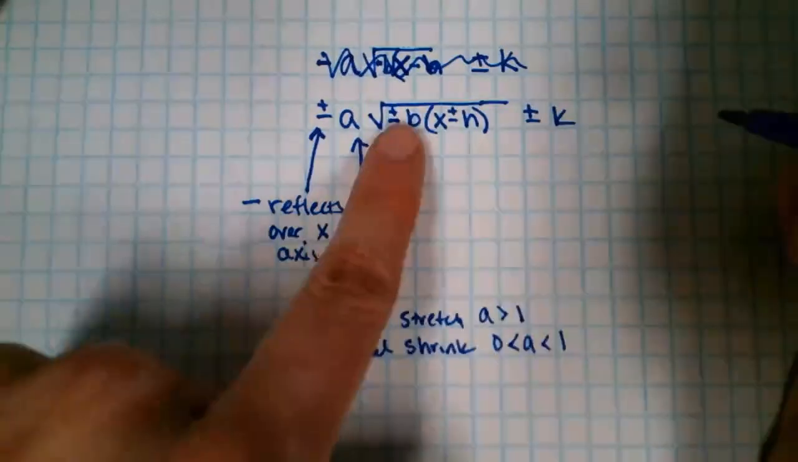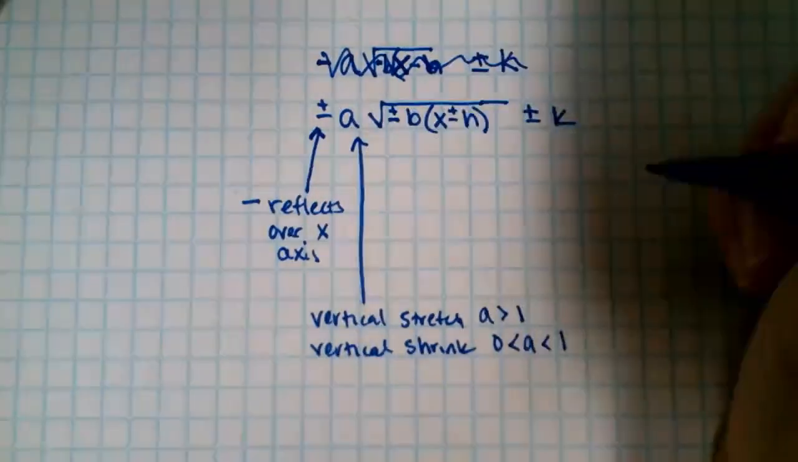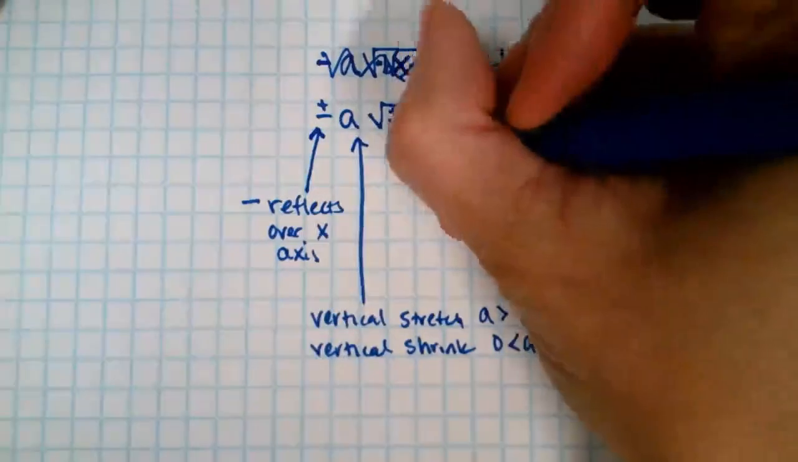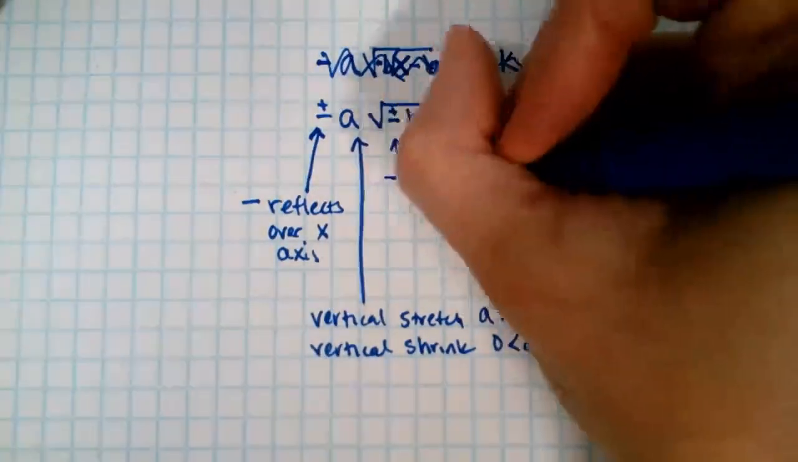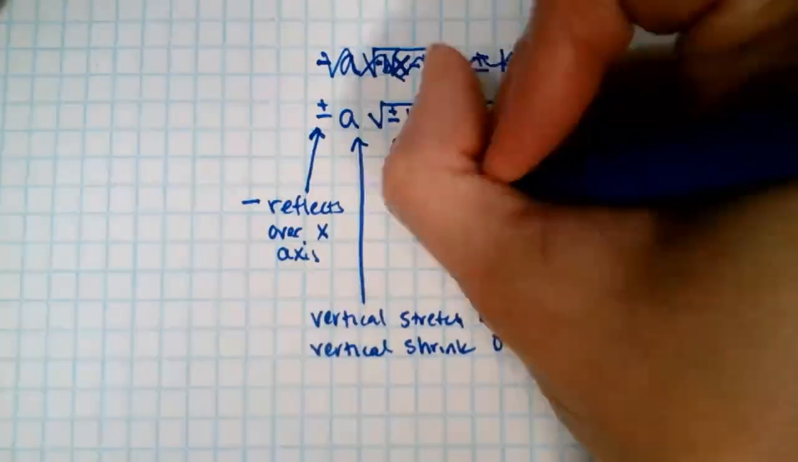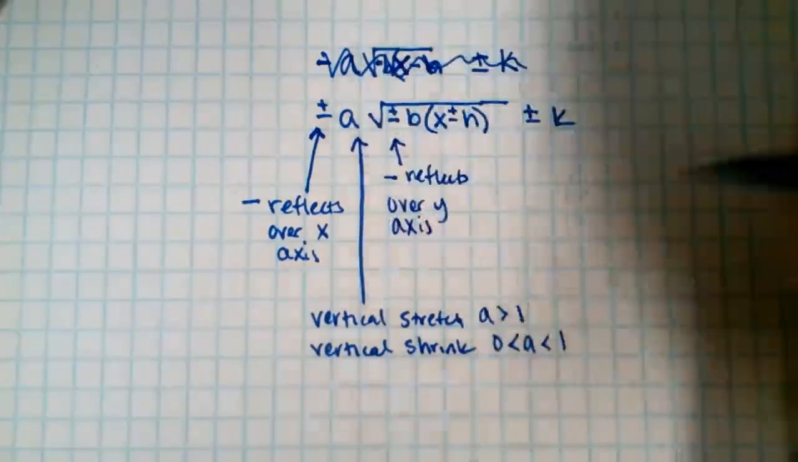Inside is a different reflection. If it is negative, it reflects, but this time it's over the y-axis.